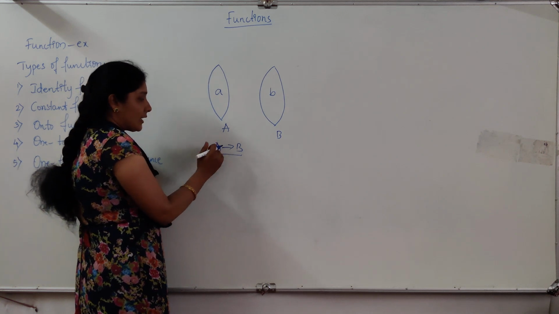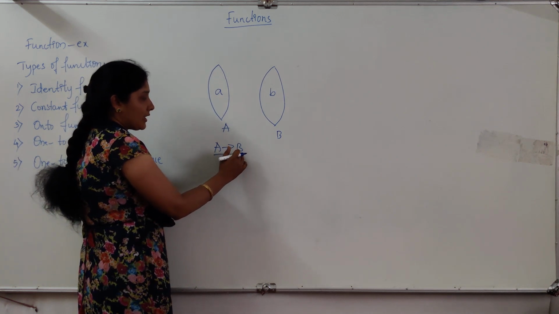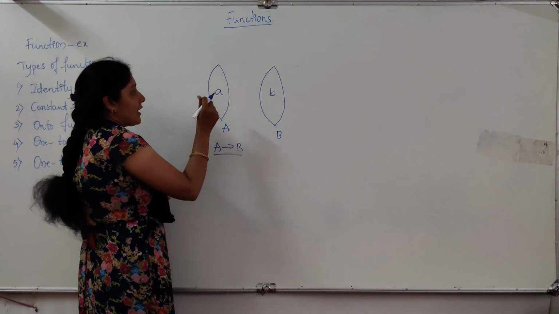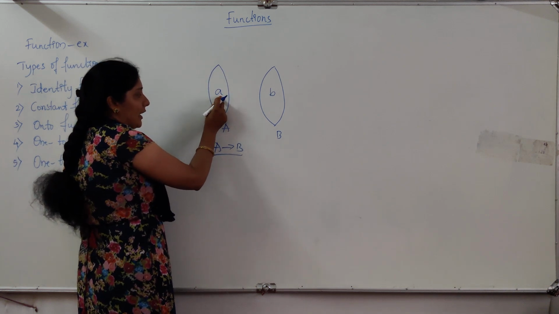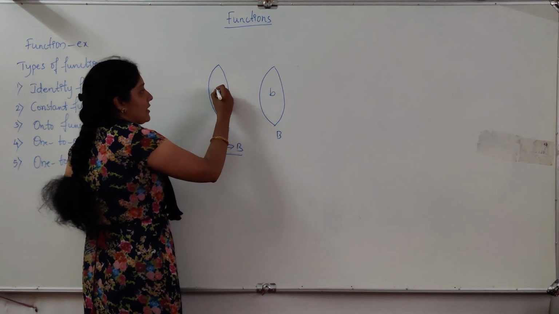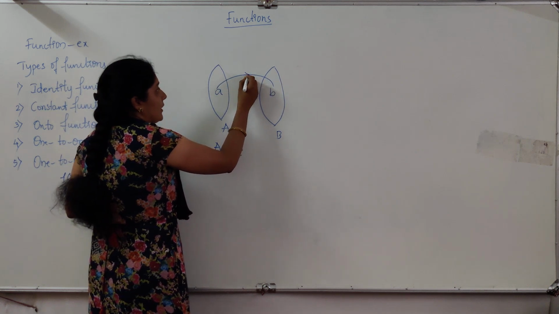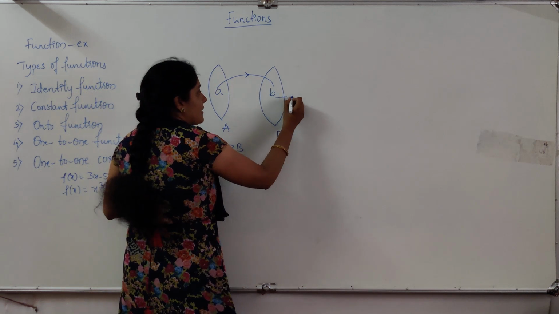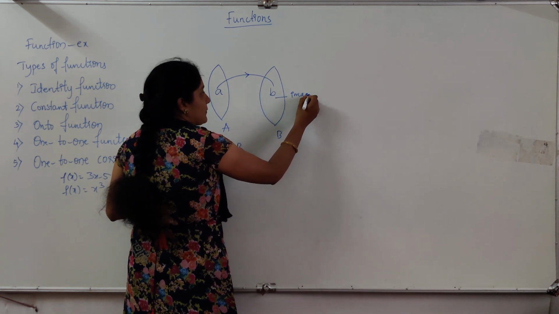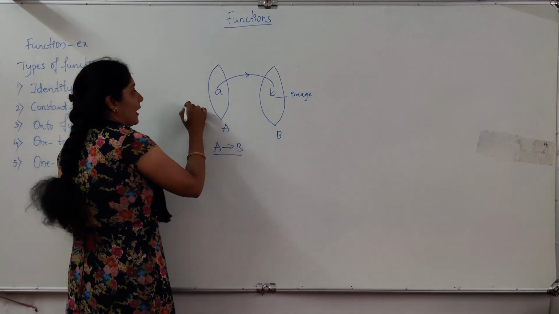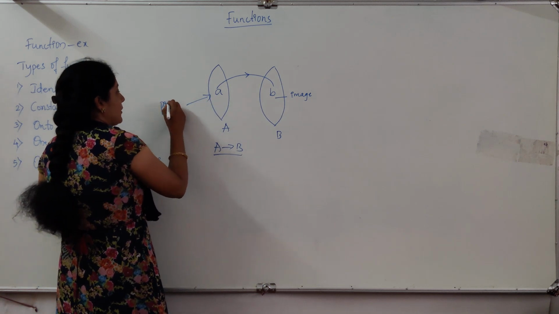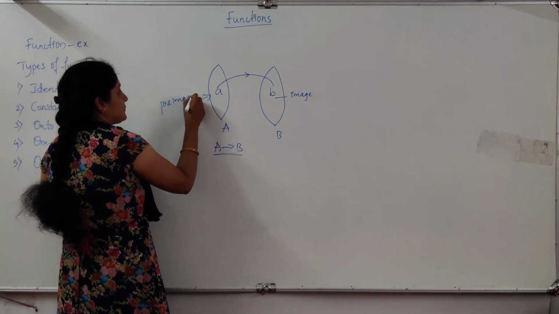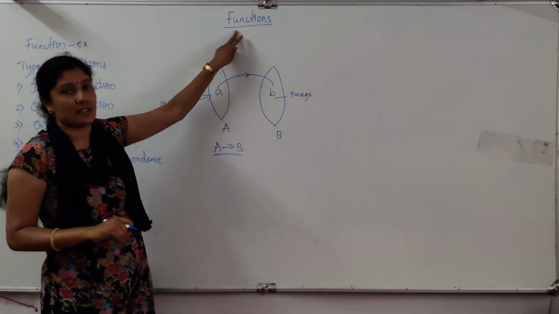This is the symbol. The relation from A to B is such that every element a in A is related to b in B. And here b is called the image of a and a is called the pre-image of b. So this is called a function.